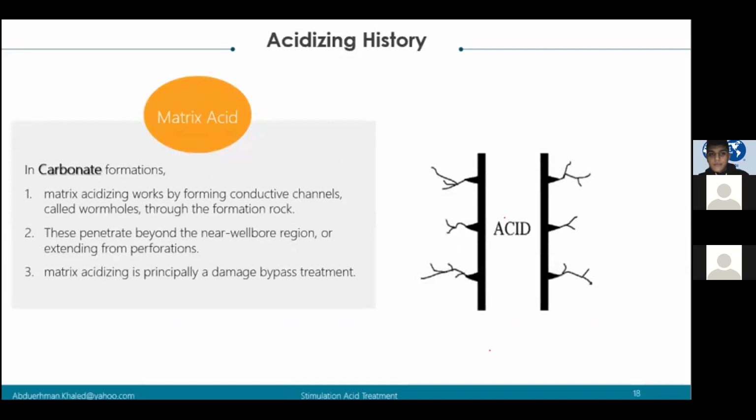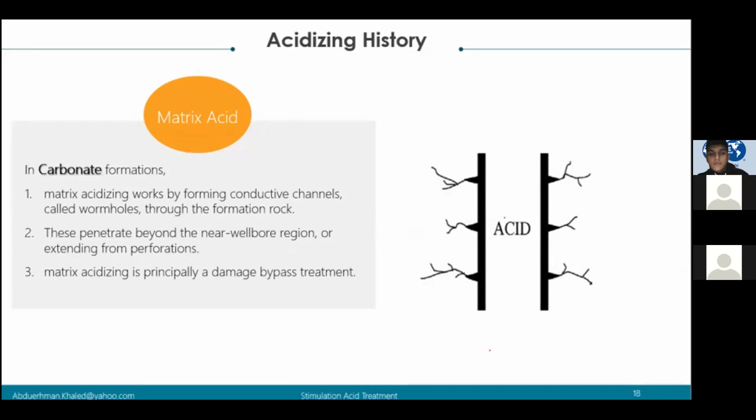Here we have the carbonate formation. The situation is entirely different because the reaction is really simple. First of all, the acid reacts with carbonate to form water and CO2. And the CO2 comes out of the solution if the pressure is below 70 bar, and if the pressure is over 70 bar, it remains in the solution.